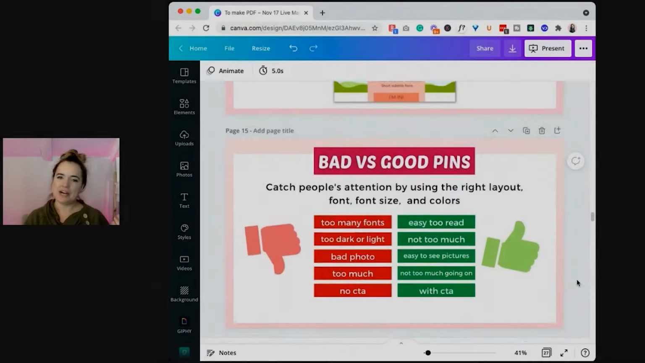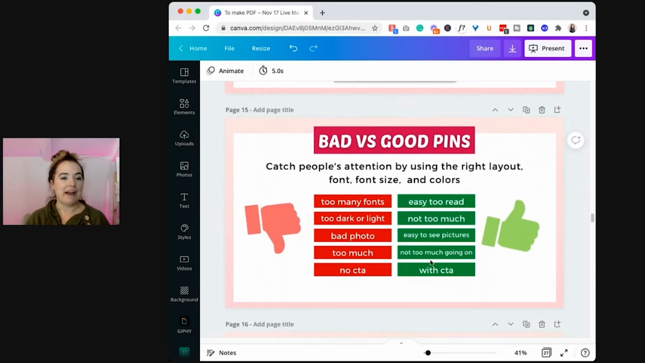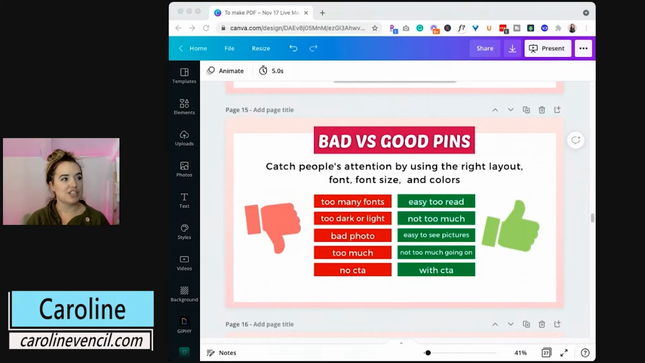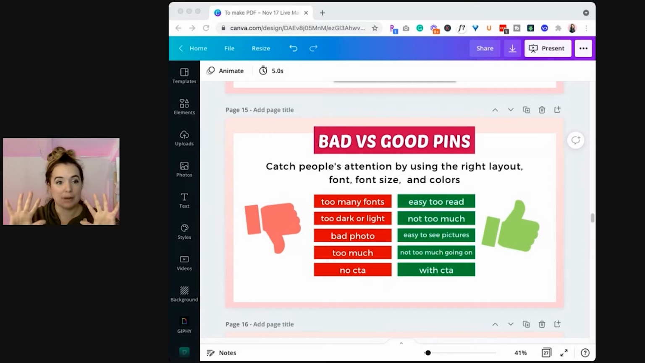I promised we would be talking about pins, and I have avoided this topic for so long because honestly, I don't like to talk about Pinterest. I defer to my friend Carly for that. I have so many of her courses, and she's awesome. I am not a Pinterest guru. What I do know is the difference between pins that stand out and pins that don't.